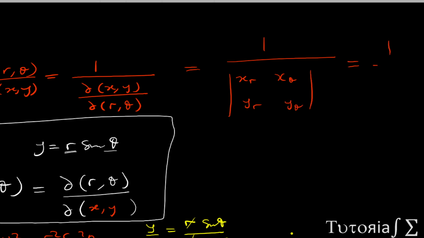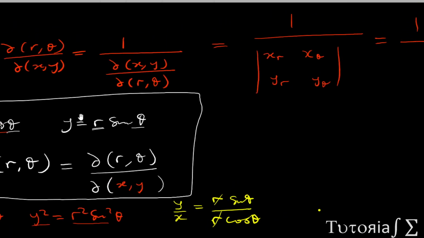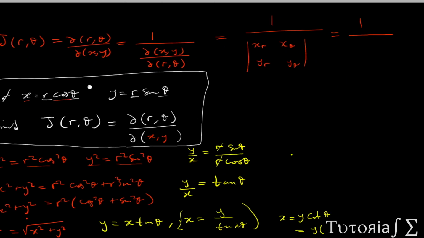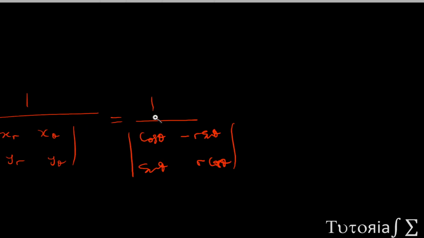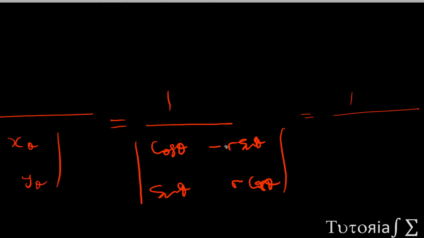So this would be 1 over, and we know what x with respect to r is. Let me just zoom out. We know x with respect to r is cos theta. Then x with respect to theta would be negative r sine theta. Then y with respect to r is sine theta, and y with respect to theta would be r cos theta. Basically what we would have done here is simply say this is equal to 1 over the determinant, so the major diagonal, that is r cos squared theta, minus the minor diagonal, that is negative r sine squared theta.